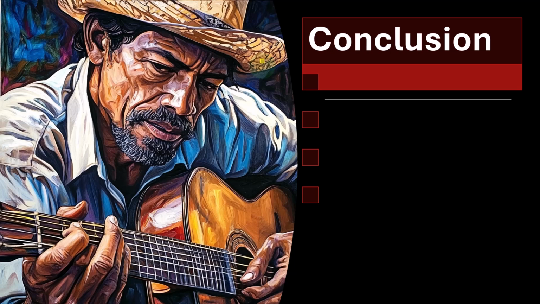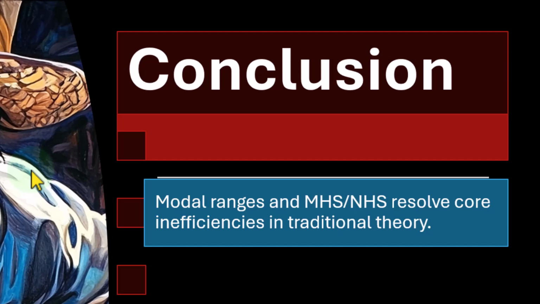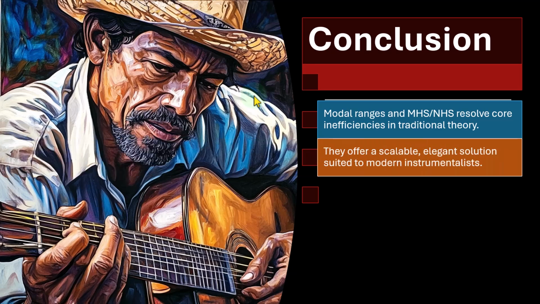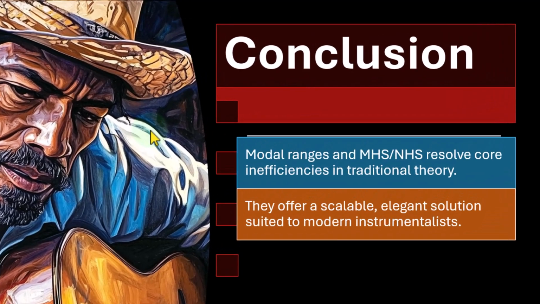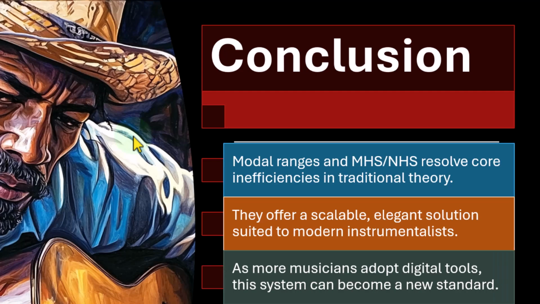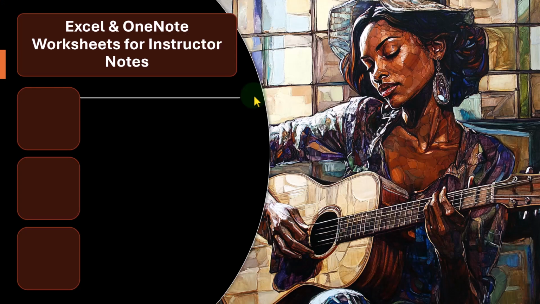So if that's the goal, what we would like to do is come up with a nice, easy system that is as clean as possible, right? So if there's a cleaner way to do it, then that would be worth doing. So modal ranges, the modal half steps, the note half step, resolve core inefficiencies in traditional theory. They offer a scalable, elegant solution suited for modern instruments. So as more musicians adopt digital tools, this system can become a newer standard.